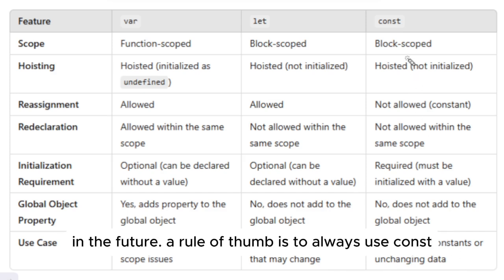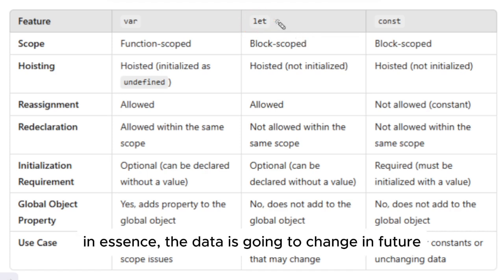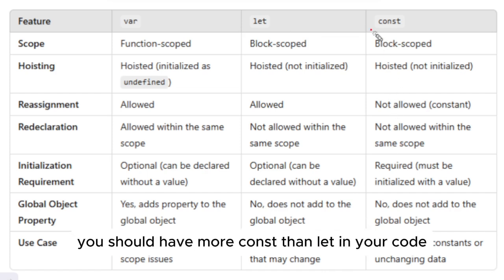A rule of thumb is to always use const until it is required to use let. In essence, the data is going to change in the future. So you should have more const than let in your code, basically.